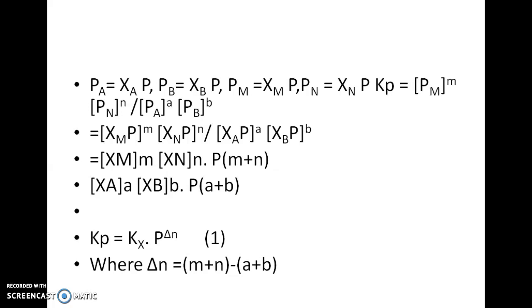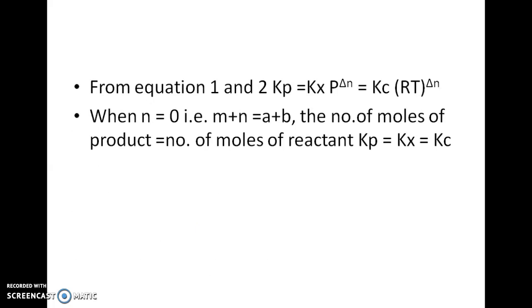Here m plus n is the number of moles of product, and a plus b is the number of moles of reactant. The difference in both expressions is that in the first case it is given in terms of concentration. In the second case, each of the concentrations is expressed in terms of partial pressures, and after simplification we obtain Kp is equal to Kx P raised to delta N. So from equations 1 and 2, on simplifying, Kp is equal to Kx P raised to delta N, which is equal to Kc RT raised to delta N.